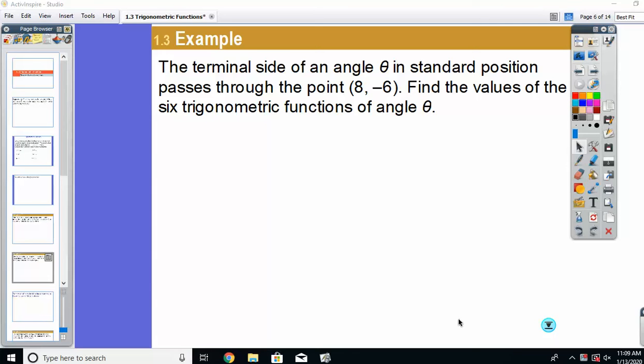However, the x, y, and r definition we have to have because there are cases where you can't draw a triangle. We talked about if it lands on an x or y axis, the triangle is impossible. So you have to have this other definition. So what you need to, if you're drawing this example down, we know it's an angle theta going through the point 8, negative 6. That's really the important piece.